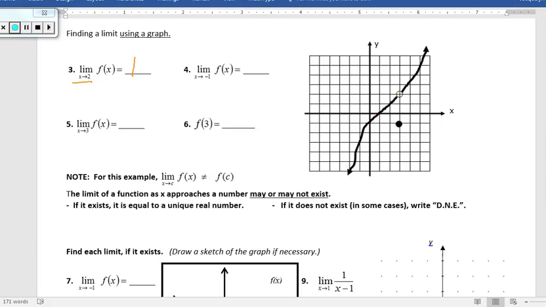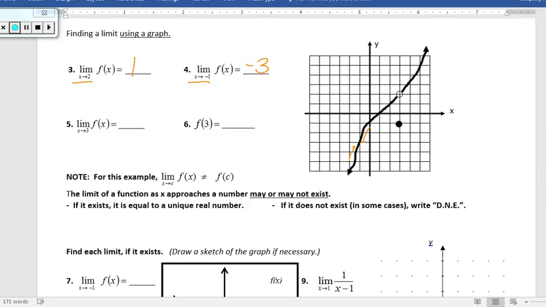Problem 2 says, what is the limit as x is approaching -1? So -1 is here. I look from the left side and from the right side. They're all coming to the same place, and that would be -3. So the limit there is -3.